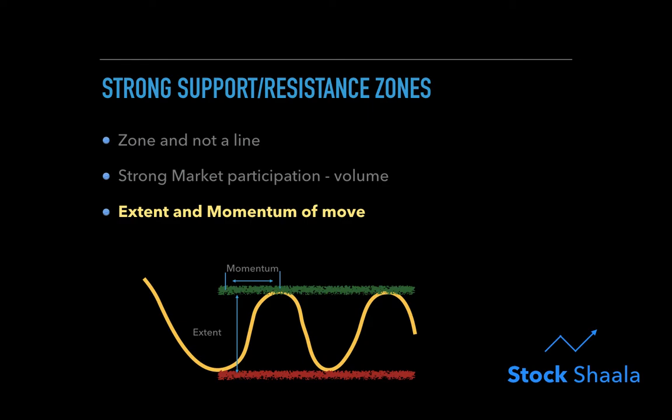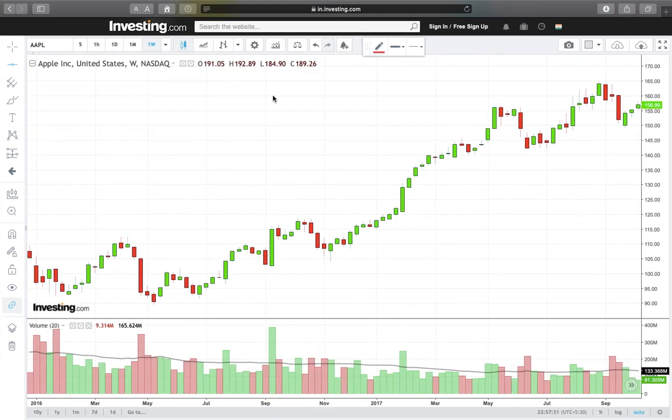or resistance zone. Now that we've understood support and resistance zones, the characteristics of them, and how to identify strong ones, let's dive into a real-life chart example then, shall we? Today, I have with me a candlestick chart of Apple on the weekly. This is on investing.com. Let's first of all identify highs and lows in this time frame and mark them.